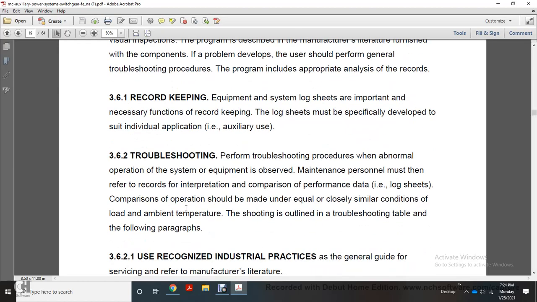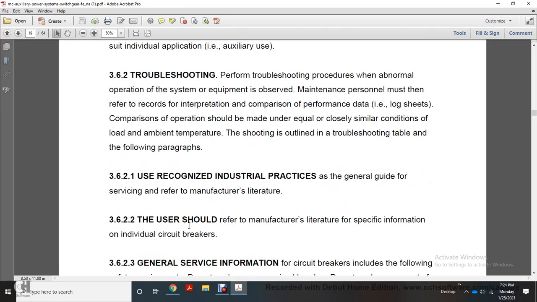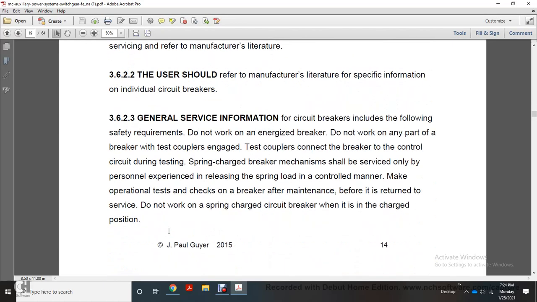3.6.2 Performing troubleshooting procedures. When an abnormal operation of system equipment is observed, the maintenance personnel must refer to the records, interpretation, comparison, performance data, and log sheet. Comparison of operation should be made between equal and closely similar equipment. Additional low ambient temperature troubleshooting is outlined with the trouble table in the following paragraphs. Use or recognize industrial practice as a general guide for servicing. Refer to manufacturer literature. The user should refer to manufacturer literature for specific information on individual circuit breakers.